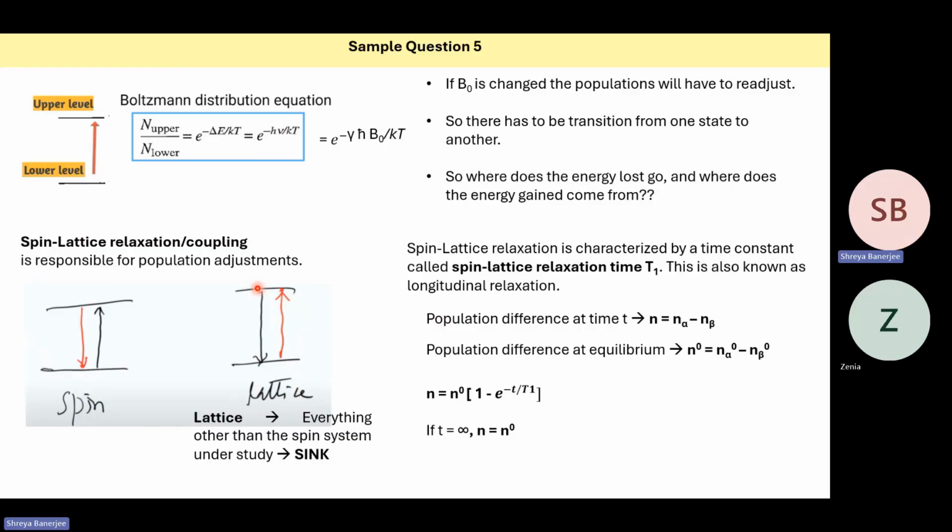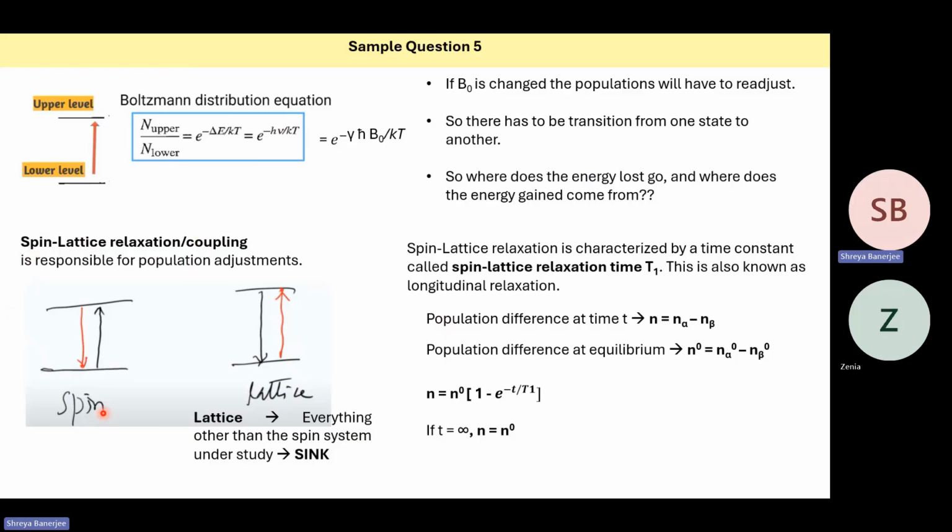Or when the nuclei in the upper level are coming down. Suppose you have a nucleus in the lower level, you are supplying energy, and it is getting promoted to the upper level. Where will this energy come from? It generally comes from the lattice, that is everything that is around the nuclei that we are observing. Or if a nucleus from the upper level is relaxing to a lower level, then it is releasing some energy, and this is also being absorbed by the lattice. So the lattice is responsible for different population adjustments.